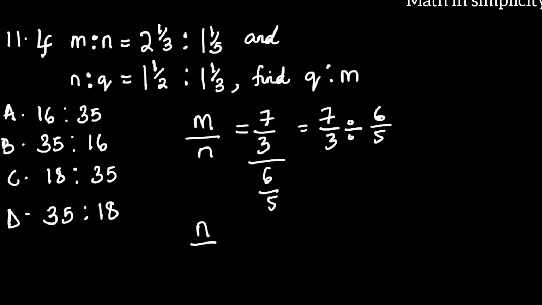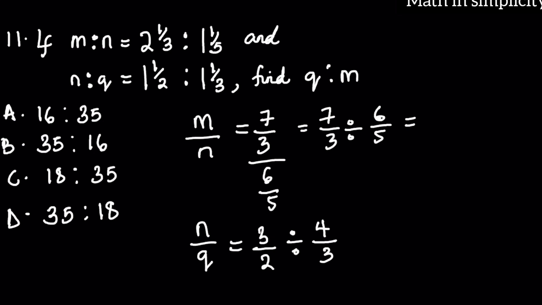So the other one, we have n is to q written as n over q equals 2 times 1 plus 1 is 3 over 2, is to, we use the same method, divided by 3 times 1 is 3 plus 1, that's 4 over 3. Now let's simplify this further.